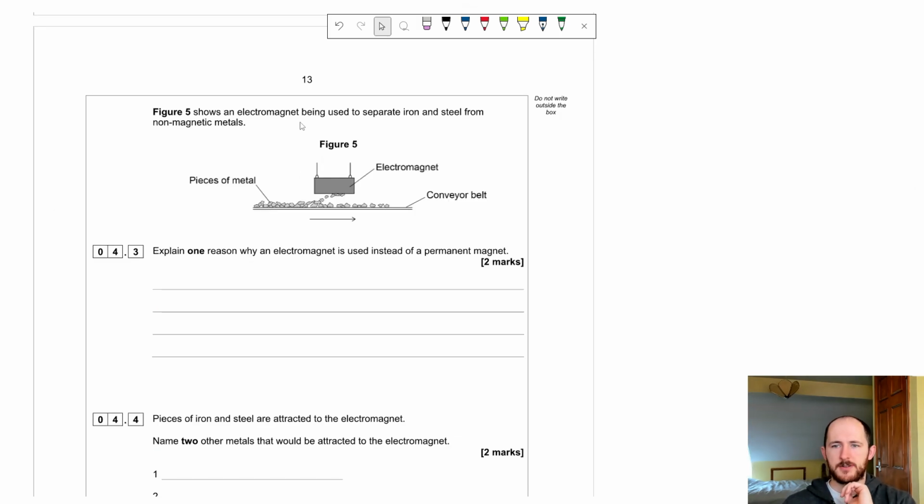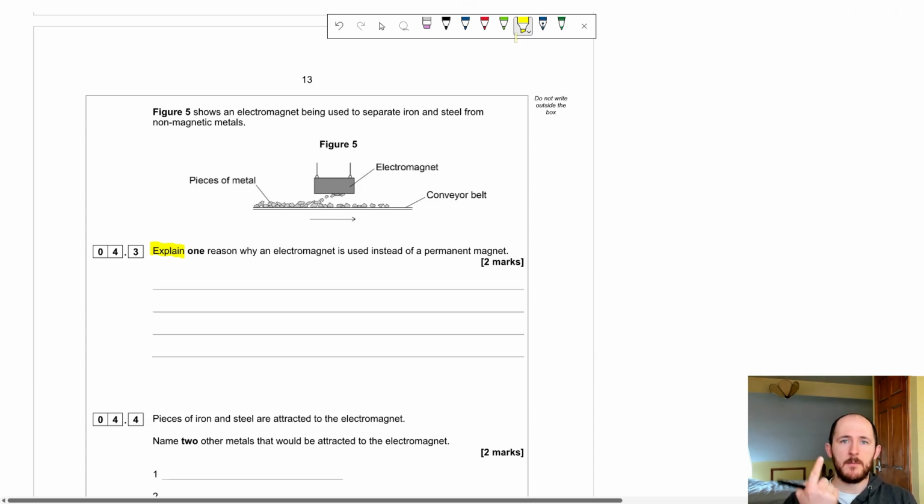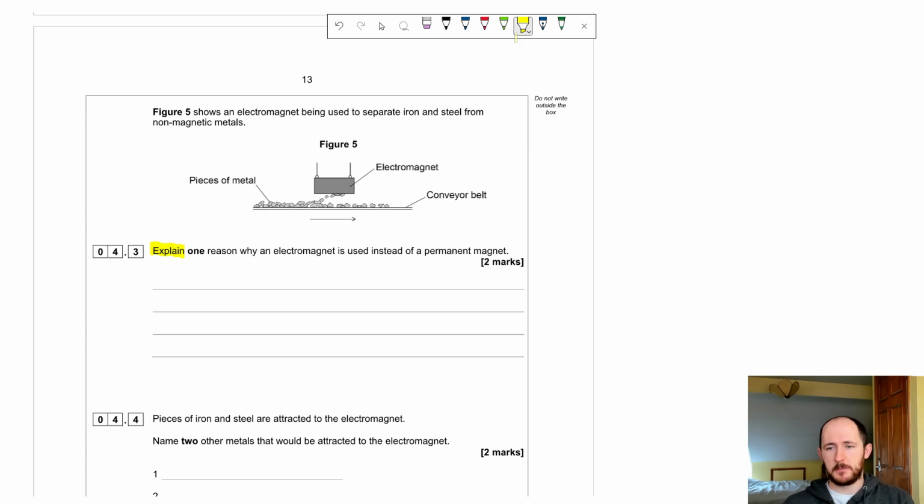Figure 5 shows an electromagnet being used to separate iron and steel from non-magnetic metals. Explain one reason why an electromagnet is used instead of a permanent magnet. So it says explain one reason. So what that means is you're only saying one positive, but then you're saying why it's a positive. Okay? So some people try and give 2 different reasons and they think it'll give them 2 marks. It won't. It will give you 1 mark because they're asking for one reason and an explanation.